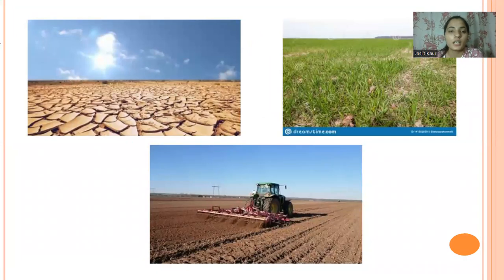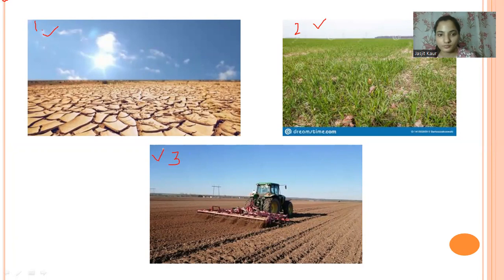Now, here we have three pictures for you. The first one is this, the second one we have this, and the third is this. Now observe these three pictures and tell me what you have, like what this picture depicts to you.